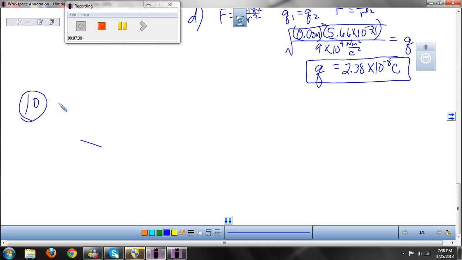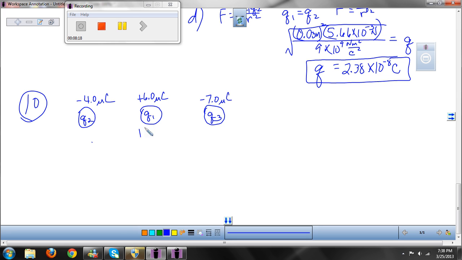Number 10. The figure below shows 3-point charges that lie along the x-axis. Determine the magnitude and direction of the net electrostatic force on Q1. Q1 is in the middle. So I have Q2 on the left, Q1 is in the middle, as I said, and Q3 is on the right. Q2 is a negative 4 microcoulomb. Q1 is a positive 6 microcoulomb. And Q3 is a negative 7 microcoulomb.